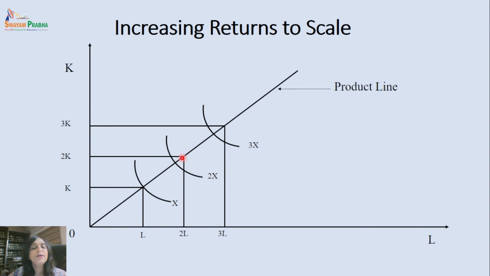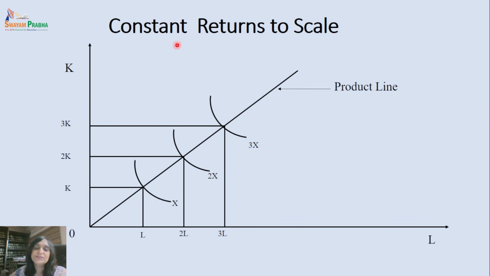What has happened? If it had doubled, you would have been on isoquant 2x, because isoquant 2x is the double of the initial isoquant x. But where are you producing? You are producing at a higher isoquant than 2x. So this is a situation of increasing returns to scale, because you doubled your input and your output increased more than double. That is called increasing returns to scale.